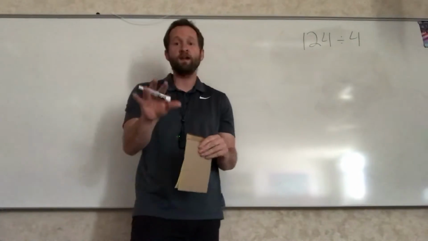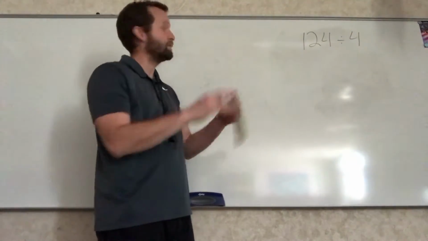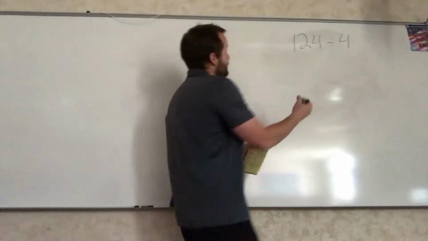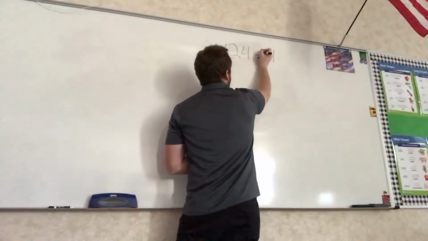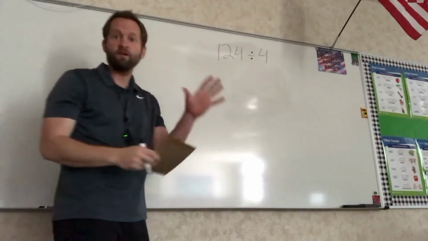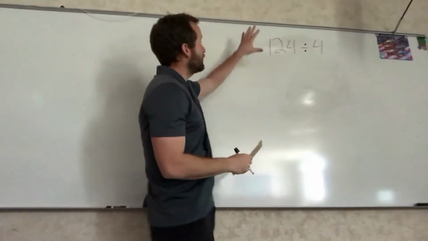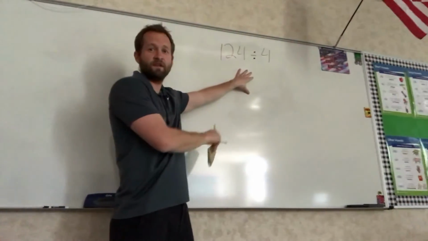Before we do any of that, I just want to look at a division problem with whole numbers. I've got one here on the board. It's 124 divided by 4. And what I want to do today is make sure we remember which of these numbers is the divisor, which one's the dividend, and why.